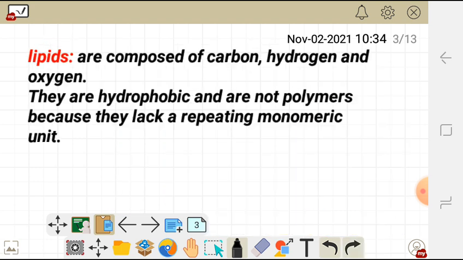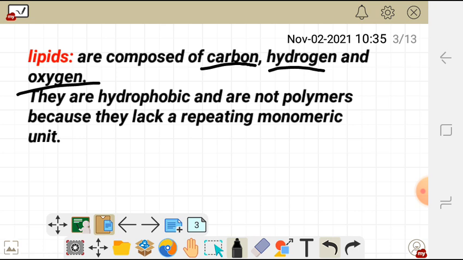Lipids are composed of elements such as carbon, hydrogen, and oxygen, and they are hydrophobic, meaning they cannot mix with water. They are insoluble in water.